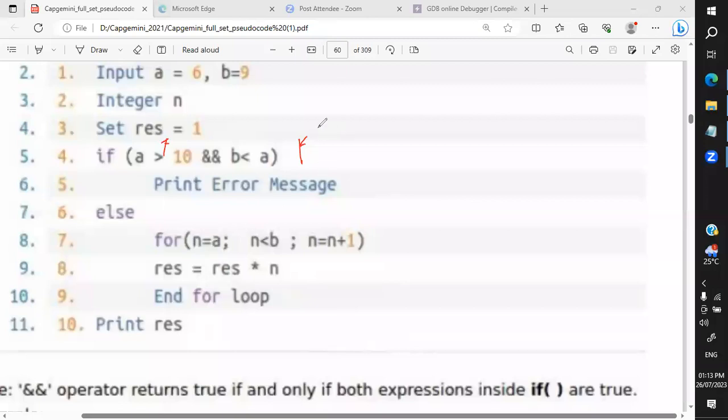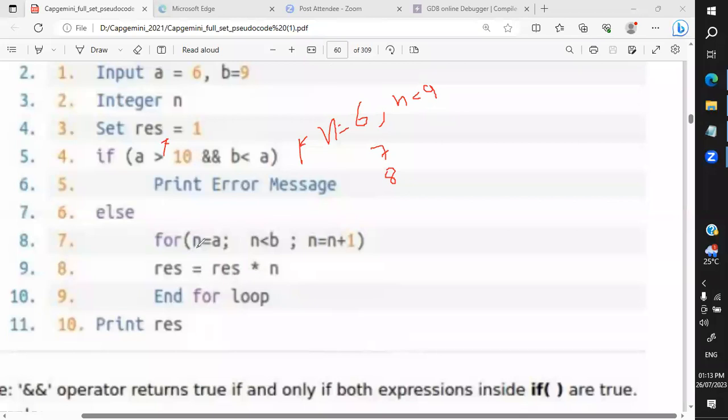What is the else part? n is running from 6, n equal to 6, and we are writing n less than b. That means n less than 9. That means for what values will it run? It will run for 6, 7, 8. For 9, it will get terminated. When n is 9, it will get terminated. So for 6, 7, 8, it will run.